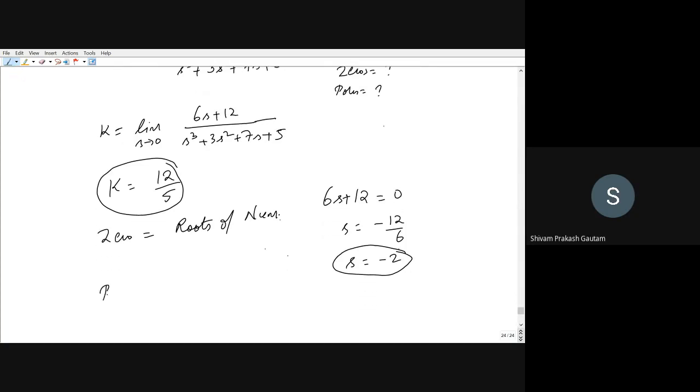Now we will calculate poles. Poles are the roots of the denominator. So again, s cube plus 3s square plus 7s plus 5 equal to 0. Now calculate these roots in your calculator. All of you should have a calculator, right? Because whatever I say, I have the solution with me, so that will not help. You have to calculate the poles, and how many poles will you get? You will get 3 poles.